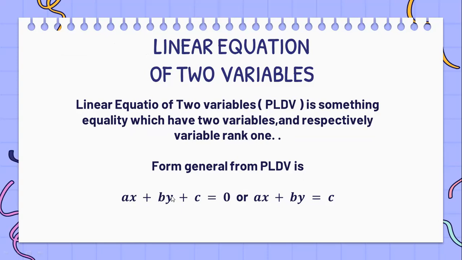ax plus by plus c is equal to 0, or ax plus by is equal to c, where x and y are called the variables, and a and b are called the coefficients.